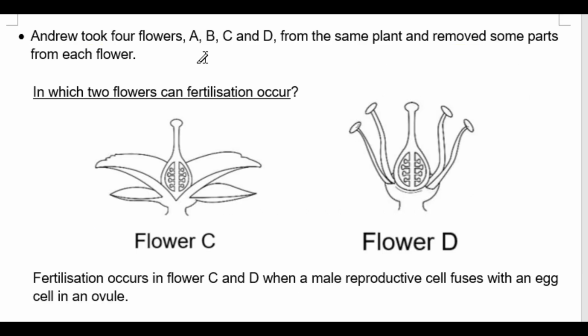Andrew took 4 flowers, A, B, C and D, from the same plant and removed some parts from each flower. In which 2 flowers can fertilization occur? Fertilization occurs in flowers C and D when a male reproductive cell fuses with an egg cell in an ovule.